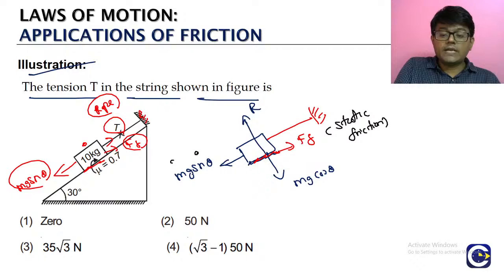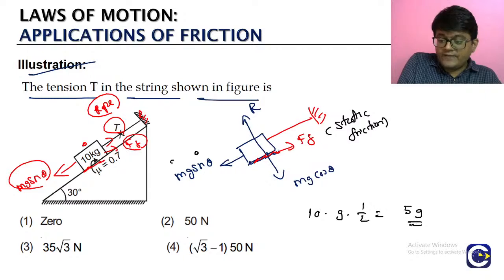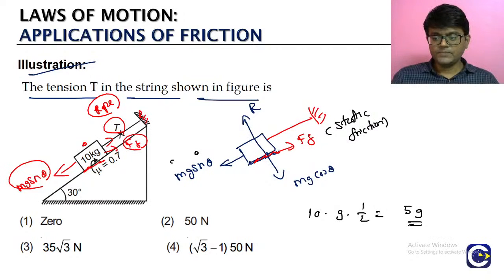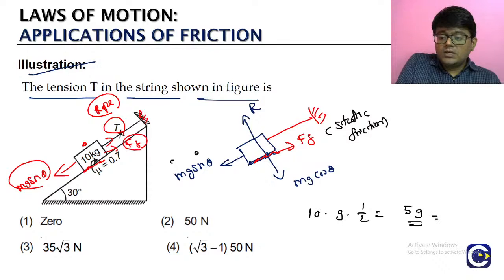So what will we get? The force down the plane will be 10 into g into sine 30. Sine 30 is half, which is 5g. And maybe we can just substitute the value of g also. We can take it as 10. If you take it as 10, it will be 50 newtons.